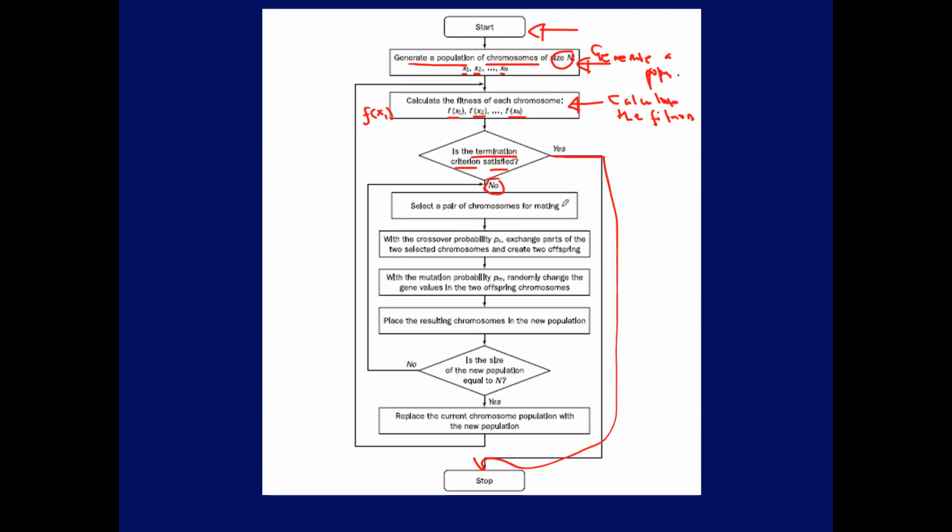We are going to select a pair of parents from our current population. We select a pair of parent chromosomes for mating or for reproduction. So once we select a pair of parents for reproduction, then we perform reproduction using crossover, okay? So with crossover probability PC, we perform crossover by exchanging parts of two selected chromosomes and create two offspring chromosomes. So we do this until we achieve the population size we are working with. So we do reproduction with crossover. We can also do mutation with the probability PM. So for mutation, we randomly change the gene values in any two given offspring chromosomes.